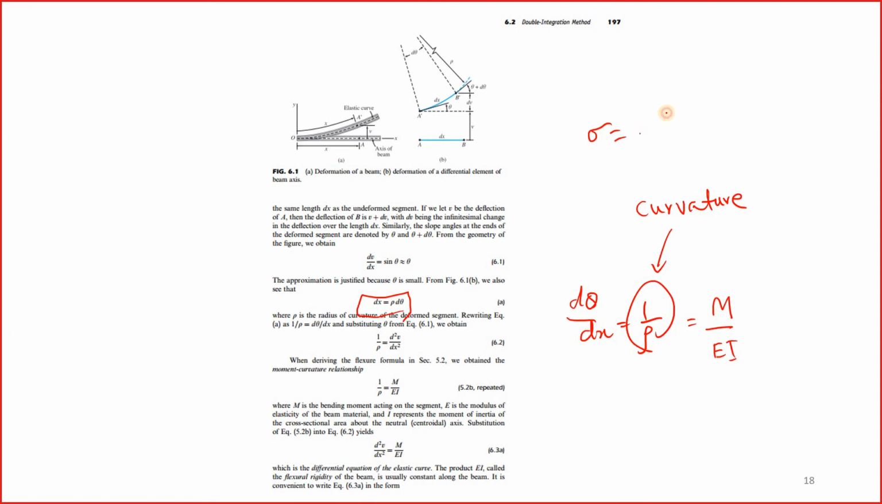You derived this in the chapter on flexural stresses, the chapter on bending stresses. I'm not going to discuss these derivations because they are not something I'm supposed to cover, but I just wanted to show you that the curvature in a beam is represented by either d theta by dx or 1 over rho, which is equal to M over EI. Now M is a function of x.